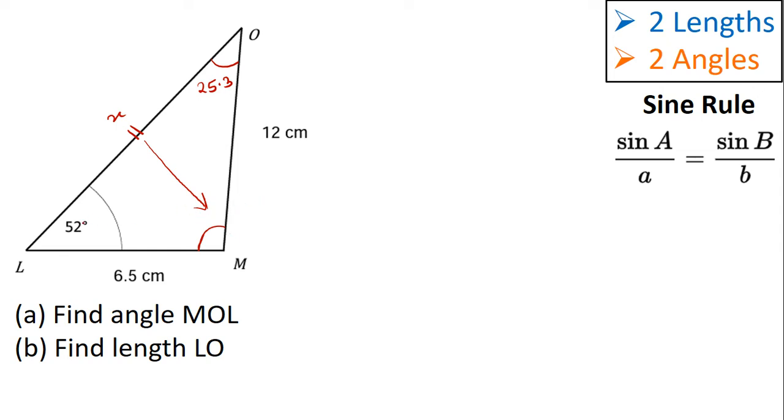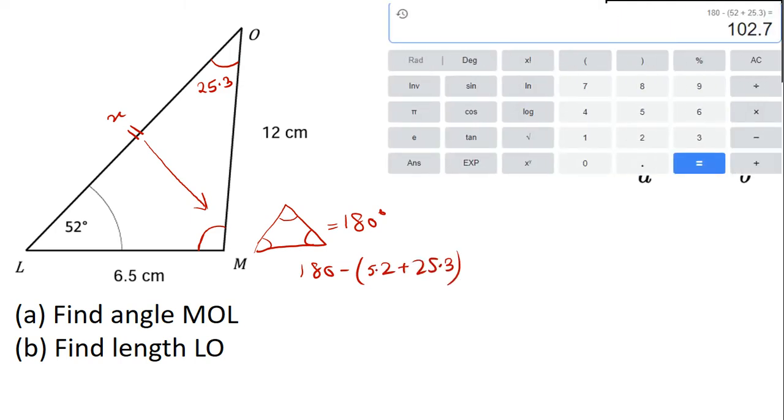But you can see that I have my 52, I have my 25.3, and you should know that in a triangle, the three angles are always equal to 180 degrees, which means if I add these two angles up and subtract from 180, I'm going to get my angle M. So let me just do that. 180 minus (52 plus 25.3) gives me 102.7 degrees. So my angle M is equal to 102.7 degrees.